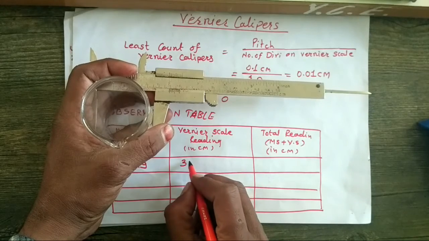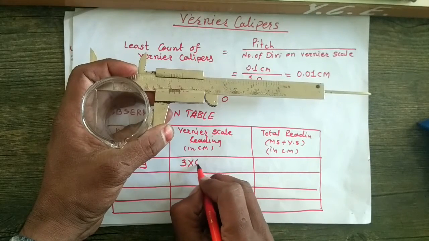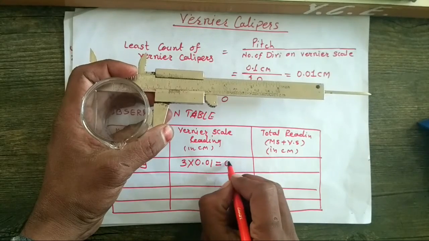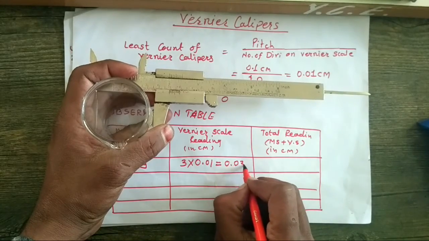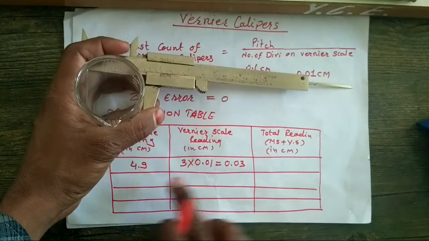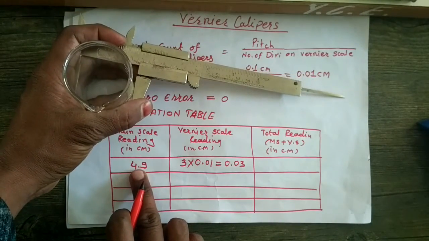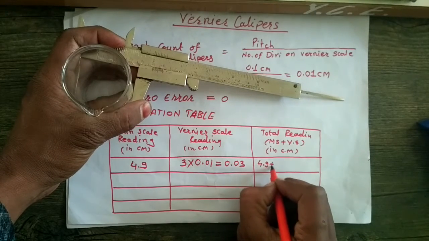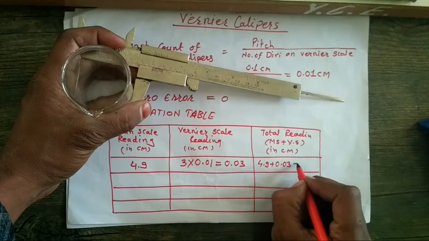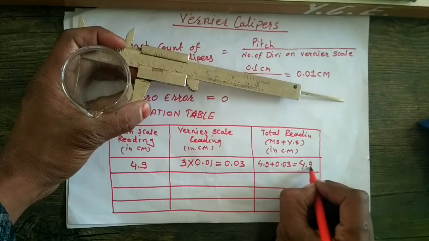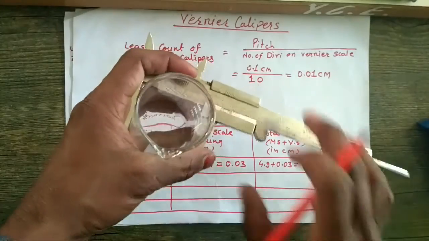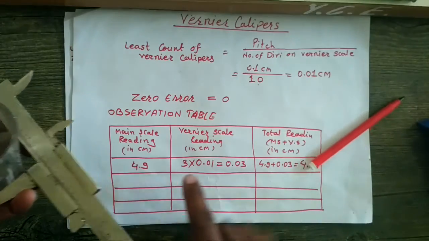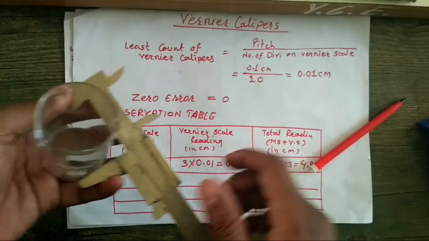Vernier scale reading is always multiplied by its least count, 0.01. So the vernier reading is 0.03. The total reading can be found by adding the main scale reading and the vernier scale reading, meaning 4.9 plus 0.03. So the final reading is 4.93 centimeter, which is the diameter of this beaker. You can take a few more observations for more accuracy.